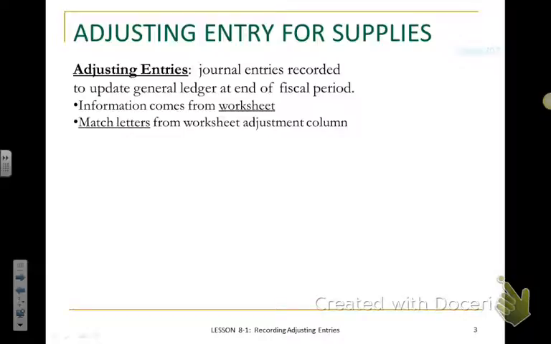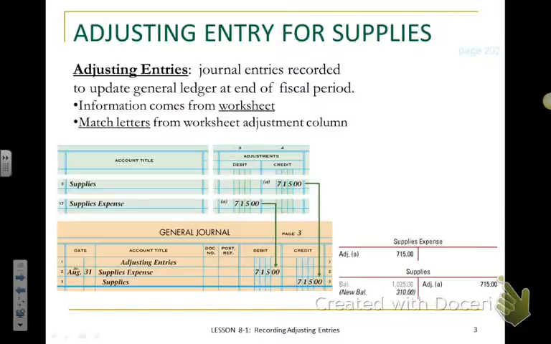Okay, so we're going to match the letters from our worksheet adjustment columns to come up with the entries that we have to do. Because if you remember, this information right now is just in our worksheet. It's not been entered into our journal and it's not been posted to our ledger. So in order to update those pieces of information, we actually have to do a journal entry and then post that journal entry so that we update our ledger. So this is the process that we're going to go through.